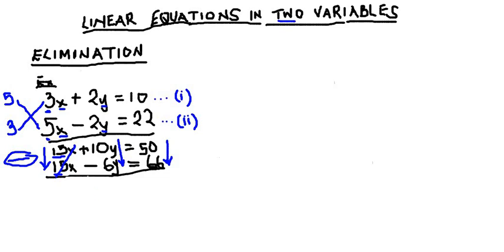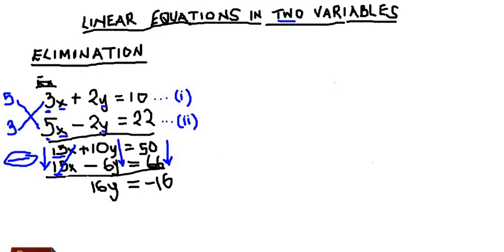The result of the subtraction on the second term will give us 16y. Then across the equal sign, we have 50 minus 66, that will give us negative 16. So that is the result of the step where we are subtracting the two equations. We are now remaining with one variable y, and we have eliminated the variable x.